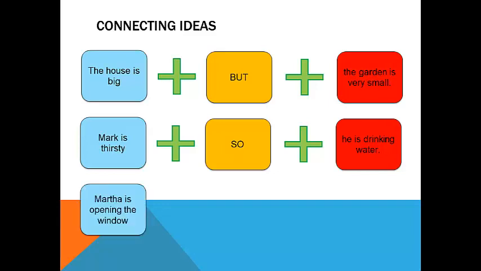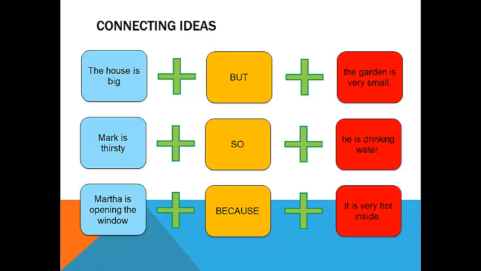Let's see the third example here. And here we have Martha is opening the window. Uno de los motivos por el cual Marta podría estar abriendo la ventana sería, por ejemplo, por el clima. Entonces yo puedo decir Martha is opening the window because it is very hot inside. Porque está muy caluroso aquí adentro.